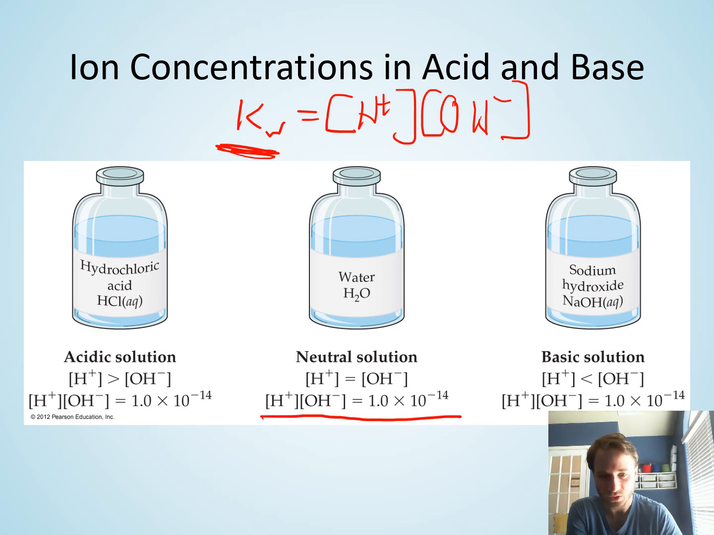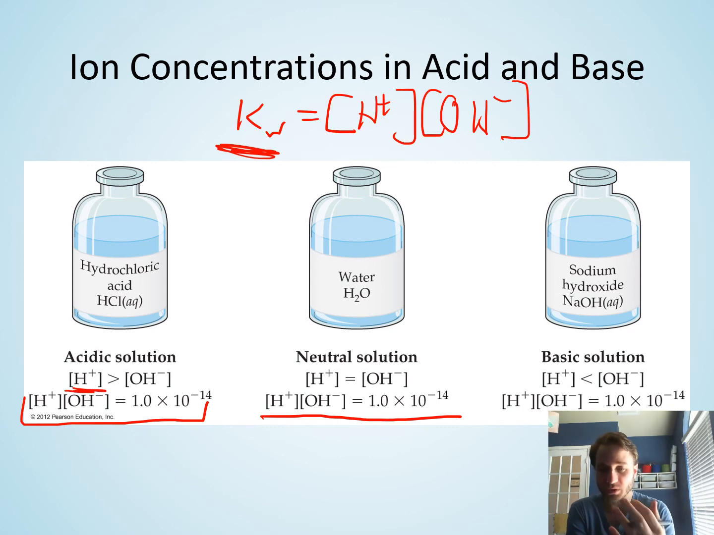We'll talk more about acidic versus basic solutions later. But in an acidic solution, you have a lot more H plus ions than OH minus, but the product of H plus and OH minus still always equals 1 times 10 to the minus 14. In basic solutions, you have a much higher OH minus concentration than H plus, but again, the product still equals 1.0 times 10 to the minus 14.